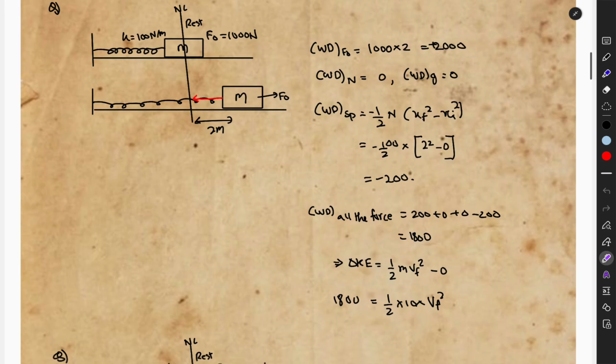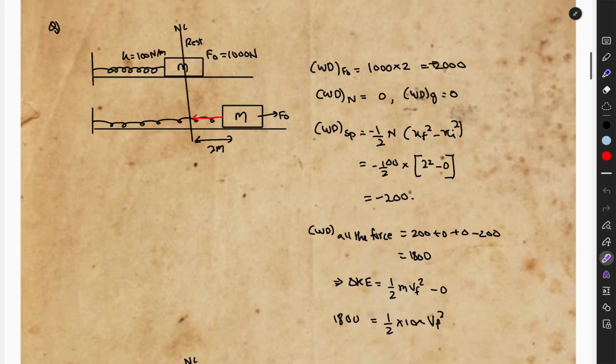So basically in this question we need to find the work done by all the forces separately and together. There is a block connected to a spring which has a spring constant of 100 Newton per meter, and this is at rest. F naught is equal to 1000 Newton, so a force is acting like this. After a certain time, it's going to be 2 meters ahead of the natural length, and we need to find the work done by all the forces.